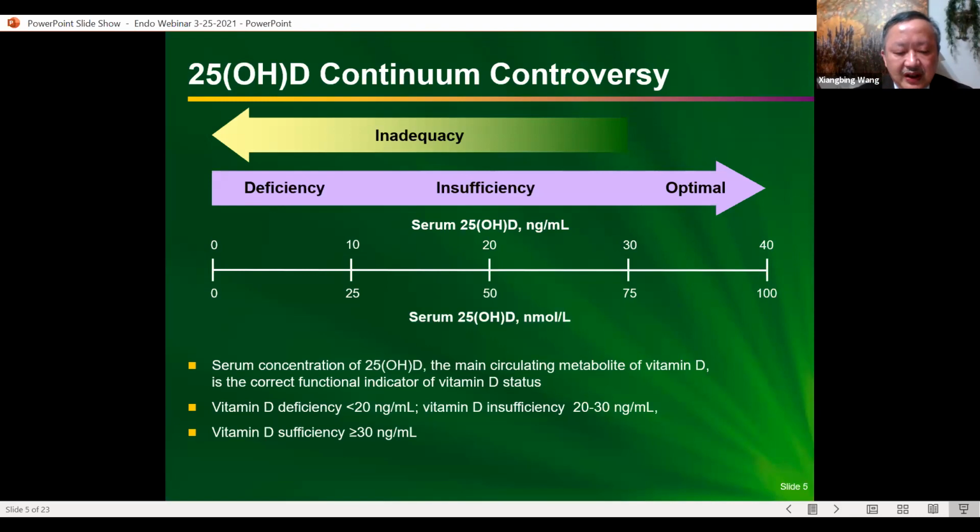We measure the 25 vitamin D in the serum. Most of the societies say vitamin D less than 20 we call deficiency, 20 to 30 we call insufficiency, and vitamin D more than 30 we say sufficiency.